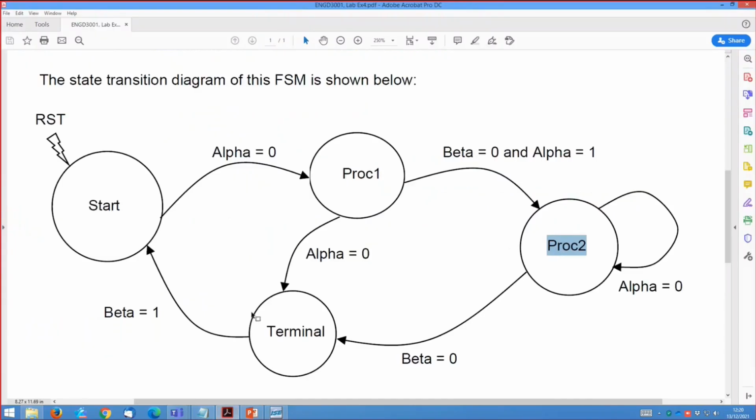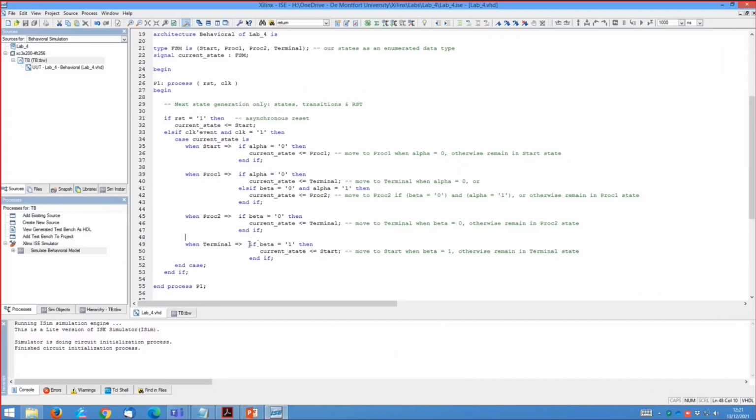And then finally, the last state we're interested in is terminal. And when we are in terminal, the only way to move is when beta is 1, and then we go to start. So from terminal to start with beta equal 1. So if we look at the code, it says if beta equal 1, then current state is start, end if. And then we end the case, and then we end the main if-else if, and we end the process. So that's basically the first process, setting all the states based on the relevant transitions and dealing with the reset. So that's the only job of the first process.